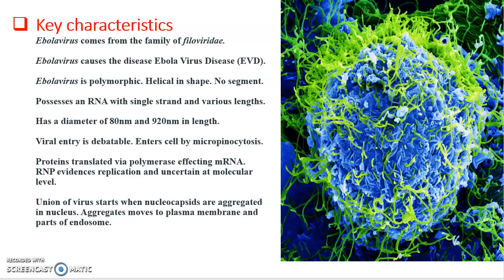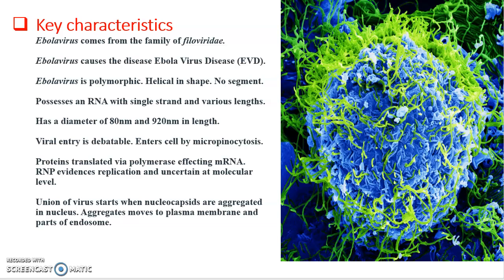In terms of structure, or its morphology, it is polymorphic. It is helical in shape. It has a segmented genome, and it possesses a single-stranded RNA of various lengths. In terms of its length, it's about 80 to 920 nanometers.